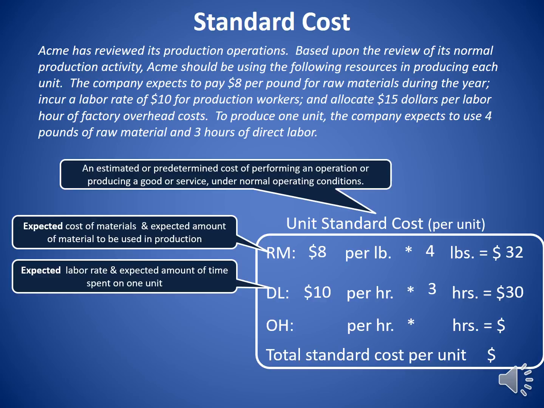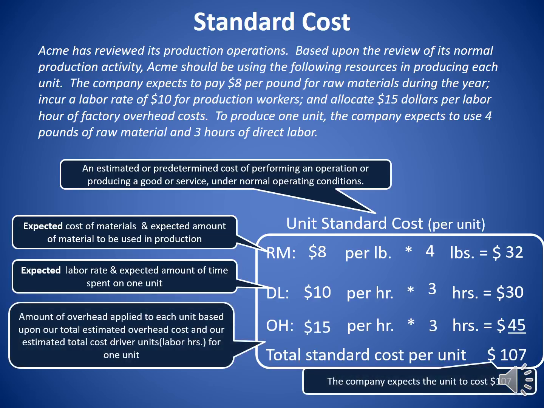So the $10 per hour standard labor rate times 3 standard hours to complete one unit equals $30. So there will be $30 of standard labor in each unit of production. Lastly, we have overhead. And overhead is basically the amount of overhead applied to each unit based upon our total estimated overhead cost and our estimated total cost driver units, in this case labor hours for one unit.